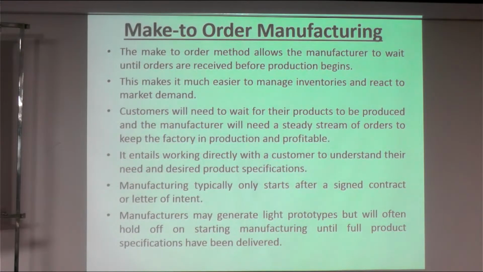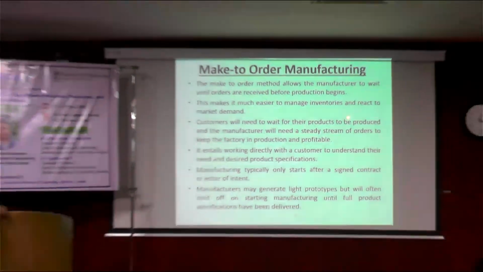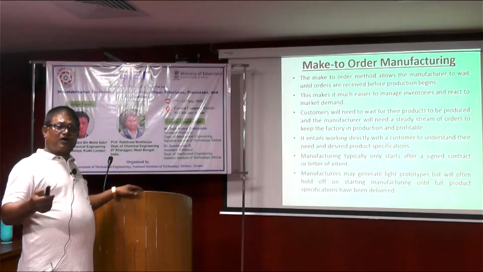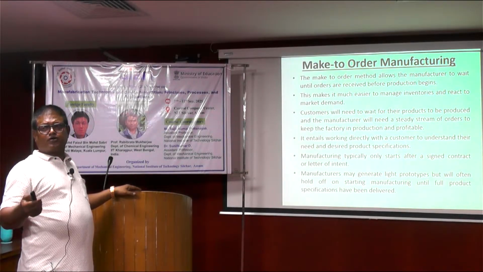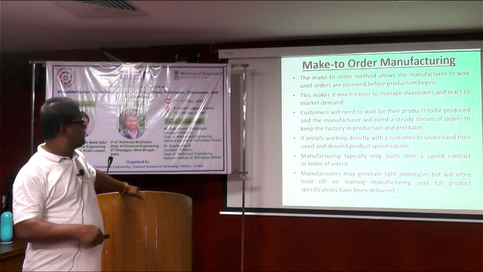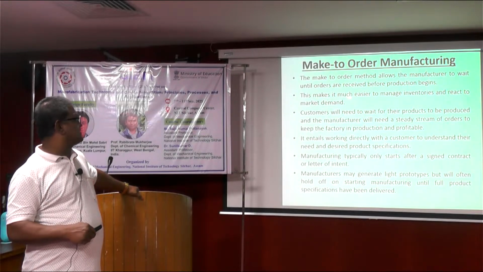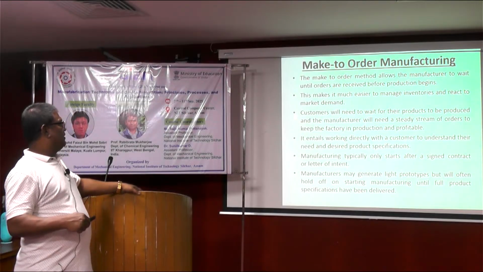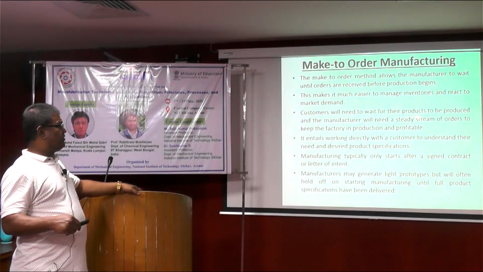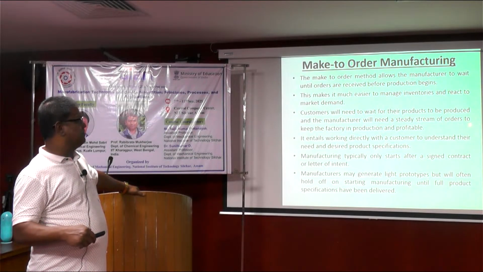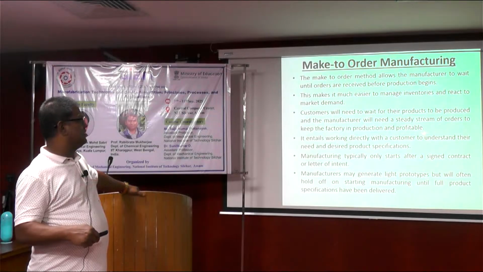Then make to order manufacturing allows the manufacturer to wait until orders are received before production begins. Unlike the other case, where they start preparation before the order comes, here unless and until the order comes, they do not start preparation. This makes it much easier to manage inventories and react to market demand. Customers will need to wait for their products to be produced, and the manufacturer will need a steady stream of orders to keep the factory in production and profitable.